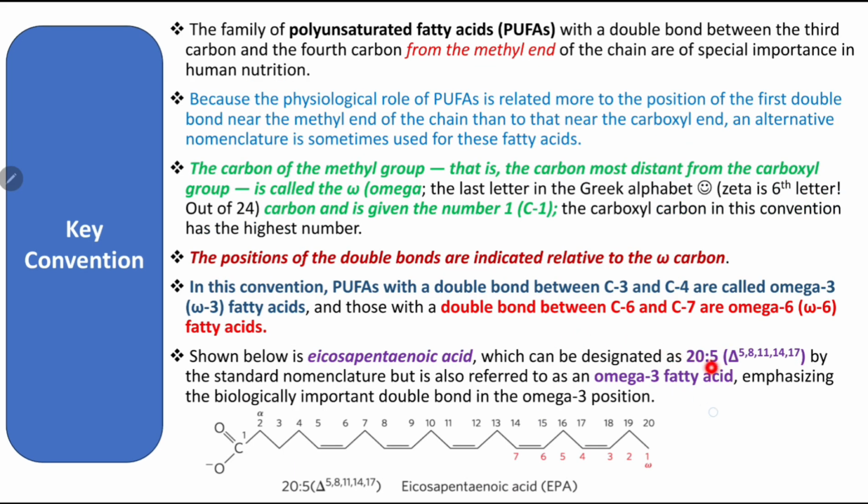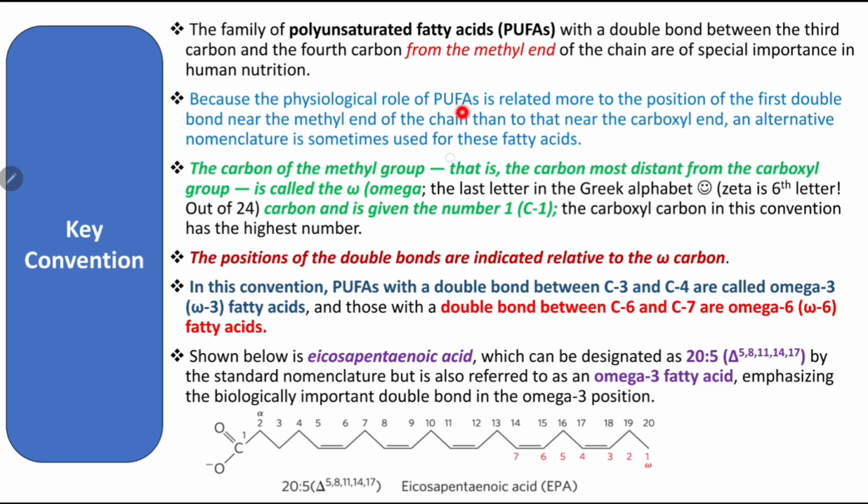And in case of polyunsaturated fatty acids, we can start numbering even from the methyl terminal. The methyl terminal carbon is known as the omega carbon, and we start numbering from there. And right, besides the physiological role, PUFAs are related to the position of the first double bond near the methyl end. Yes. Very importantly, why do we start numbering the PUFAs from the omega terminal end? Because of the position of the first double bond near the methyl end of the chain, right?